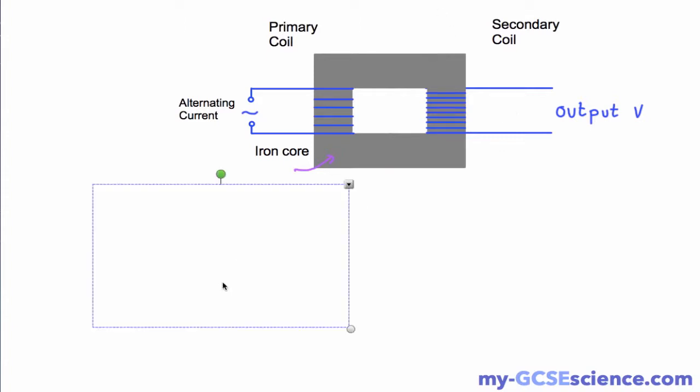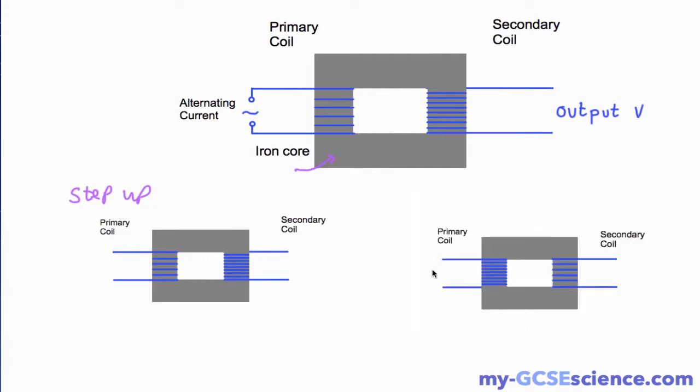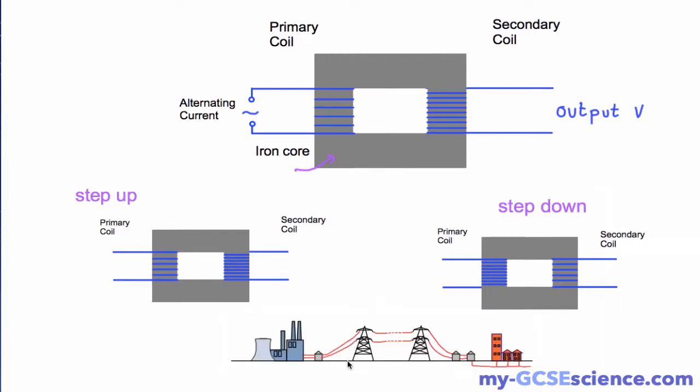Now there's two types of transformers that we often talk about. There is one called a step up transformer and one called a step down transformer. This one here is a step up transformer, and as you can see, there are more coils in the secondary coil than there are in the primary coil, so we know this is a step up transformer. And the step down transformer, as you can imagine, is the other way around. So this is the step down transformer, and this has more coils in the primary coil than in the secondary coil.